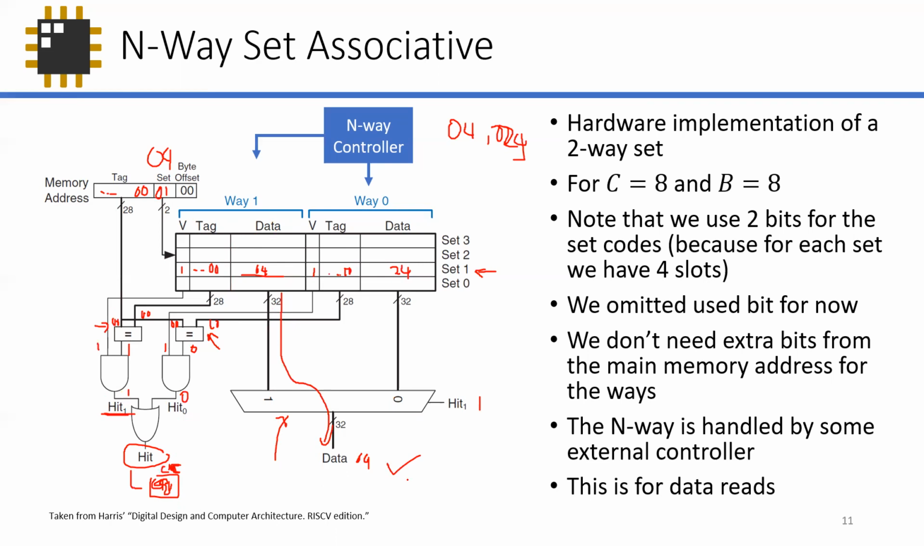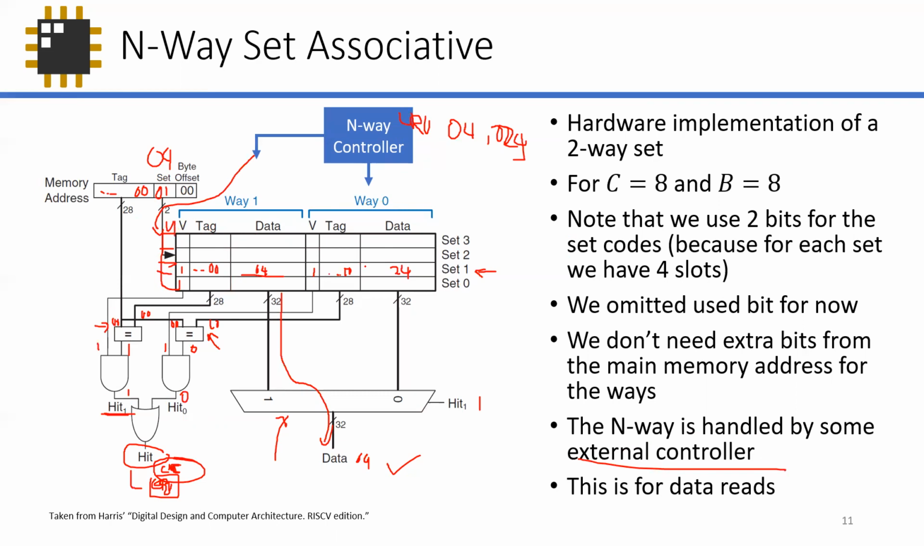Very easy. It's just a matter of simple comparisons, and it's very easy to replicate. Now the N-way is handled by some extra controller, the cache controller, and what you're seeing here is for data reads. Sometimes the N-way controller has a least recently used controller. We didn't put the use bits here, but ideally, if you have the use bits over there, every time you try to access, that N-way controller is the one that sets those use bits.